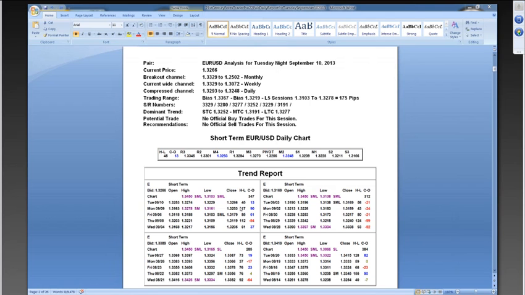Now, because we only move 45 pips, you'll see this: no official buy trades, no official sell trades. This is computer generated if you're looking at the daily report. If we don't have much action, then it will not generate trades. That is the built-in system that protects itself.